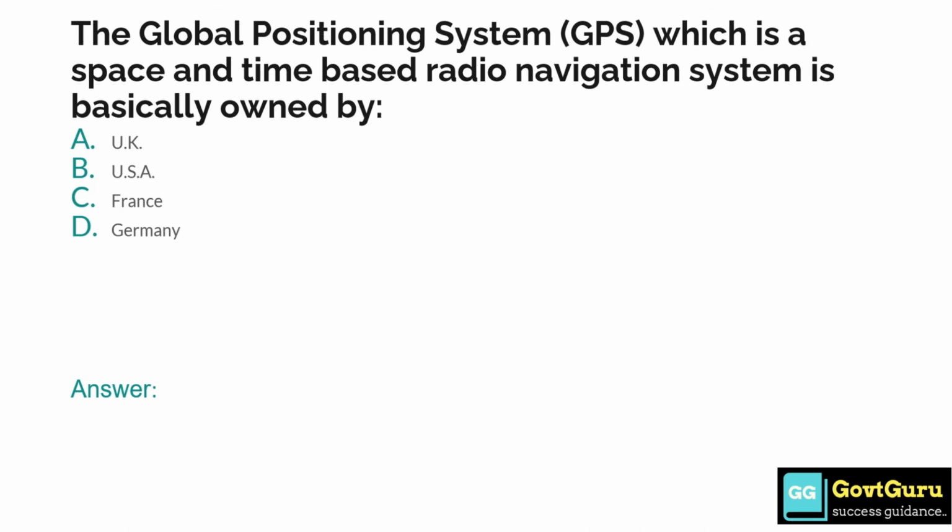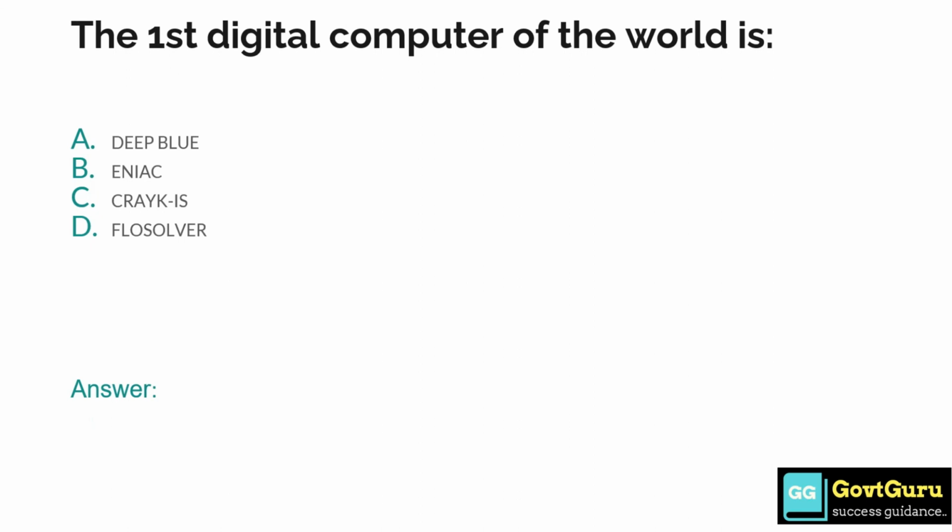The next question is the Global Positioning System GPS, which is a space and time-based radio navigation system, is basically owned by option A UK, option B USA, option C France, and option D Germany. So the answer is option B, that is USA. The next question is the first digital computer of the world is option A Deep Blue, option B ENIAC, option C Craig, and option D FlowSolver. So the answer is option B, that is ENIAC.